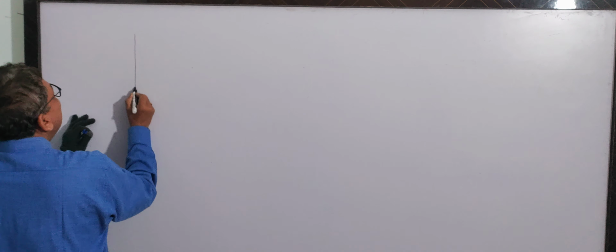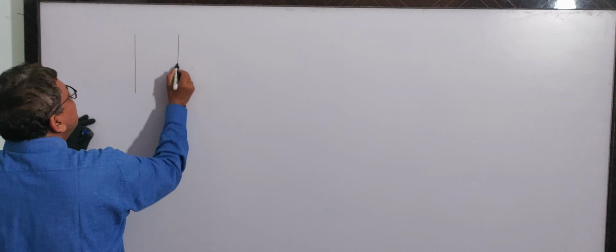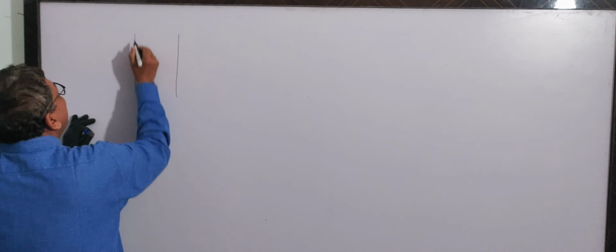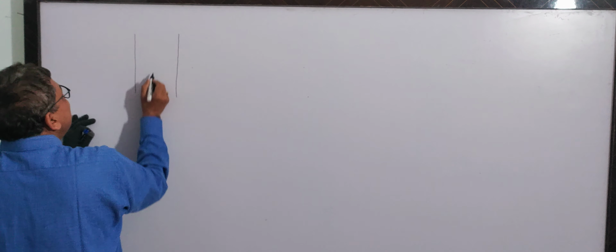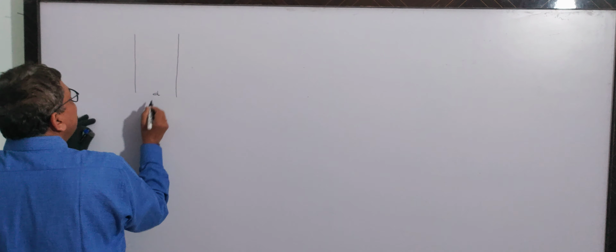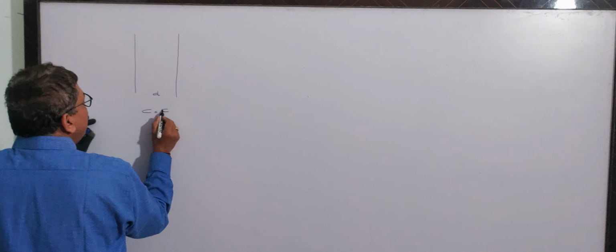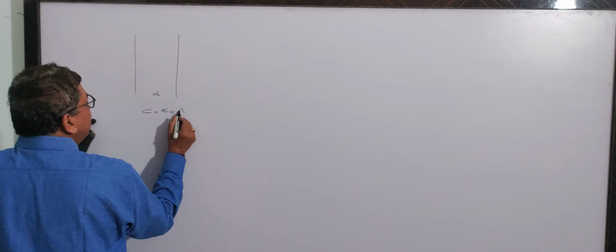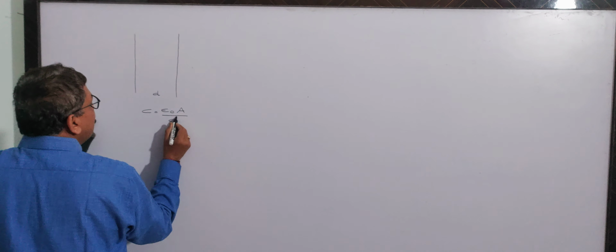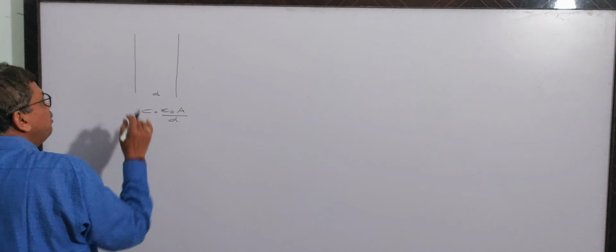Now when we take a parallel plate capacitor, its capacitance is given as epsilon naught A by D. Suppose the two plates have area A and D separation, then I can say the capacitance of this parallel plate capacitor is epsilon naught A by D, right? A is the area of the plate.